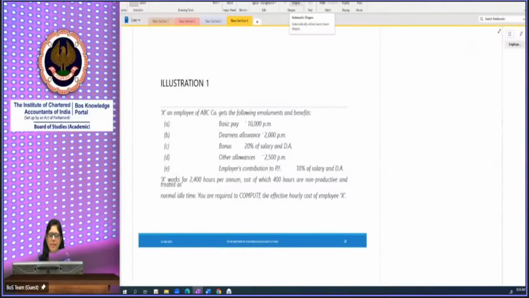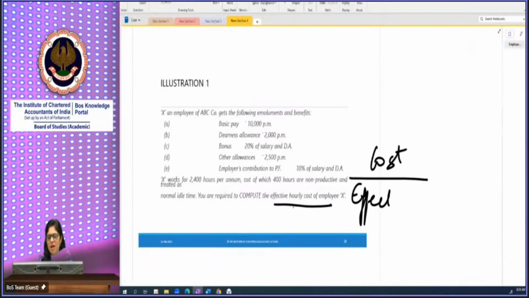So we have the basic pay, then DNS allowance, then bonus, other allowances, employer contribution to Provident Fund. And X works for 2400 hours per annum, out of which 400 hours are non-productive and is treated as normal idle time. You are required to calculate effective hourly rate. So we have to calculate hourly rate. How do we calculate it? Effective hourly cost means the cost to the employer divided by effective hours. All right, so it will give you cost per hour.